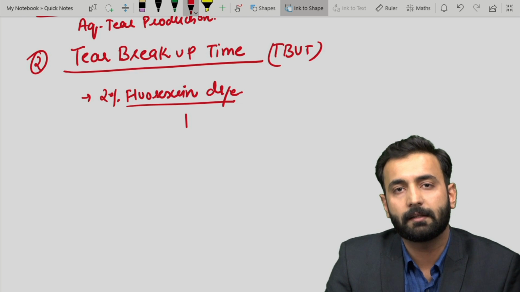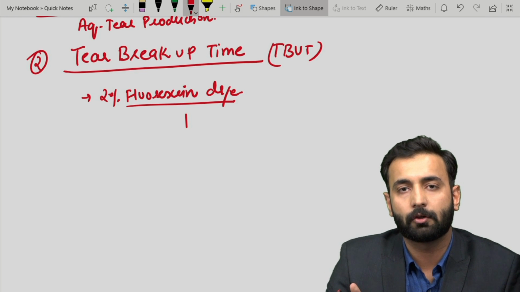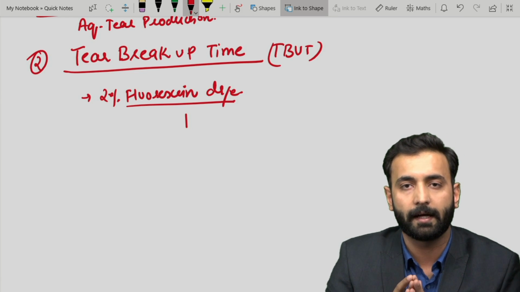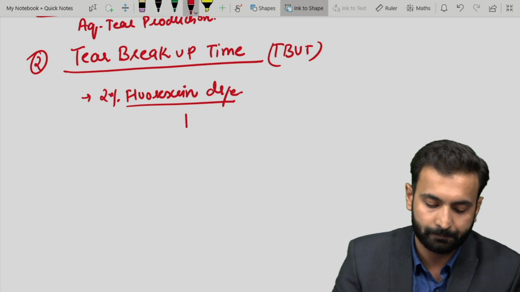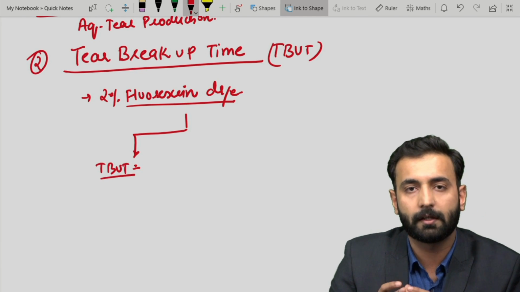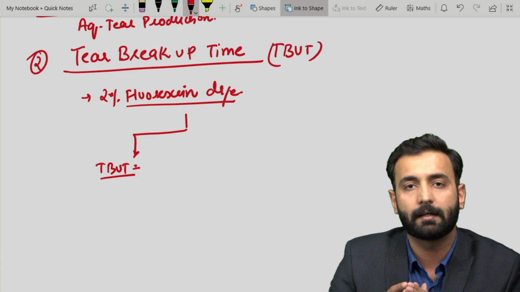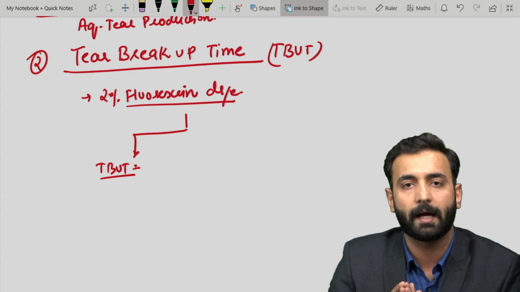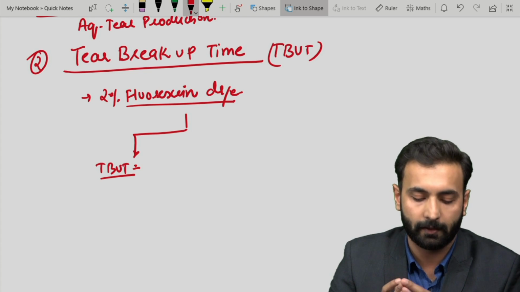So after staining the cornea, we examine under cobalt blue light and we ask the patient to blink his eyes several number of times. So what we see is the tear breakup time. What is it? It is the interval between the last blink of the patient and appearance of first dry spot on the cornea.